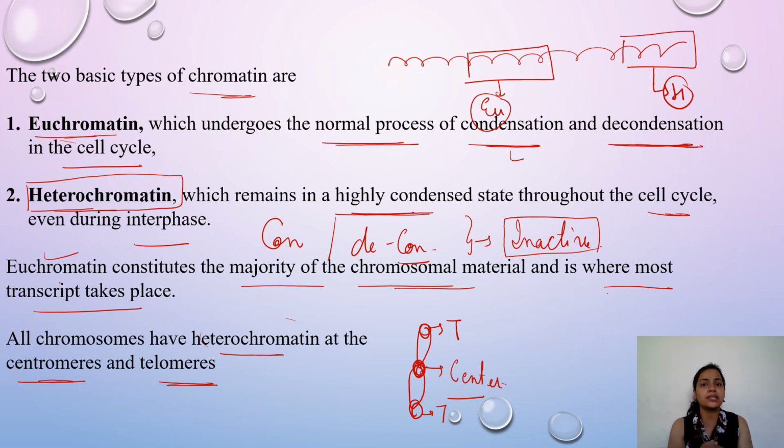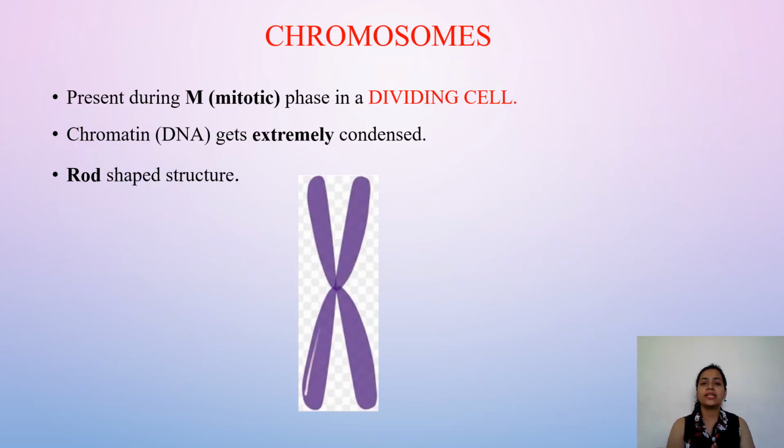And it doesn't undergo condensation, that means getting extremely condensed, or decondensation, which is the process of getting loosened up. It doesn't undergo these kinds of processes. After that we can see the structure of the chromosome here. So just now we saw that whenever the cell is in interphase, at that time the DNA is in the form of chromatin.